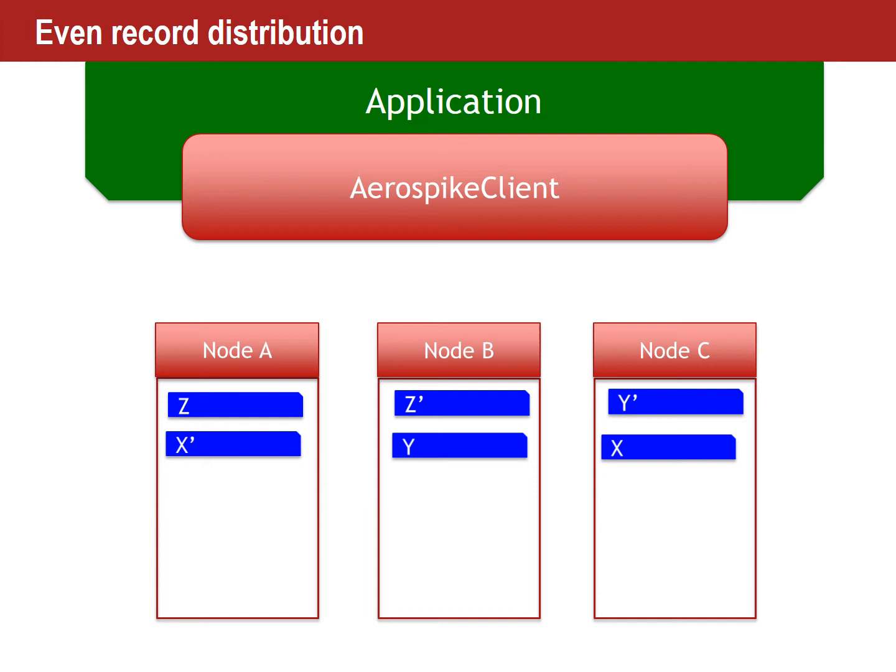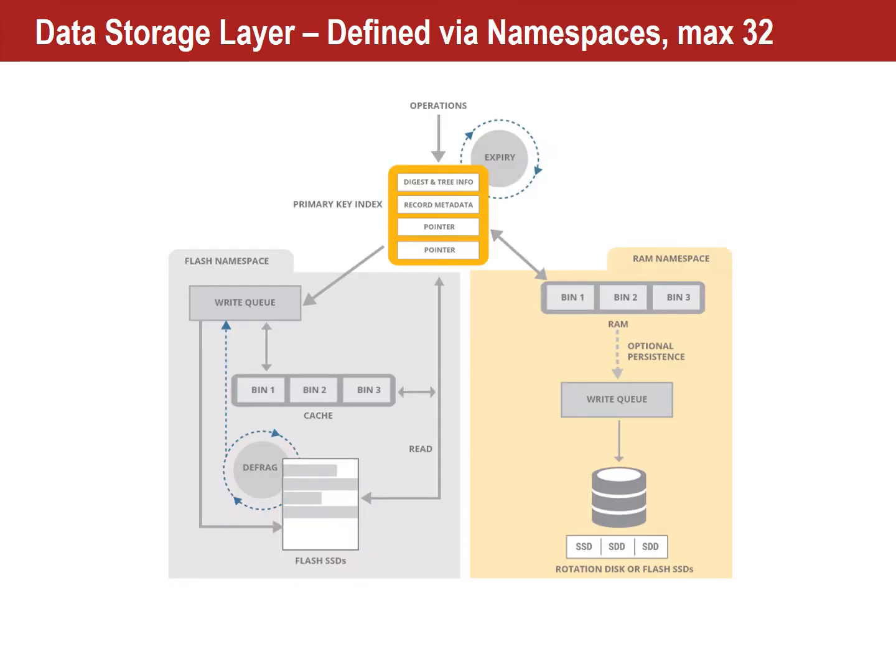Aerospike's storage model therefore distributes data evenly across all nodes. You see, we write to the master and the master writes to the replica. And because of the way we hash the primary key, the distribution is even across all nodes of the cluster. So that is how Aerospike distributes data evenly.